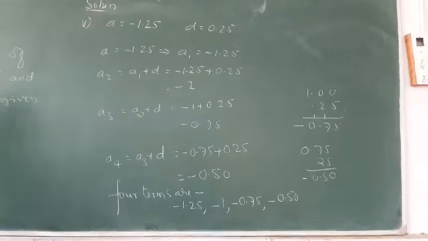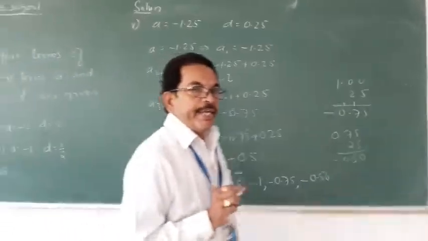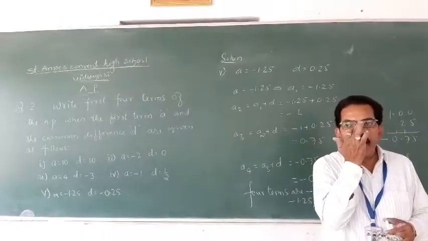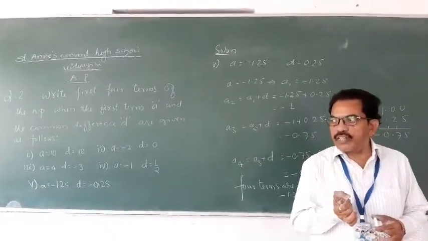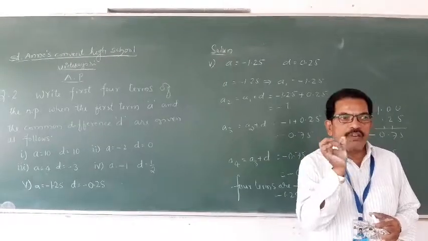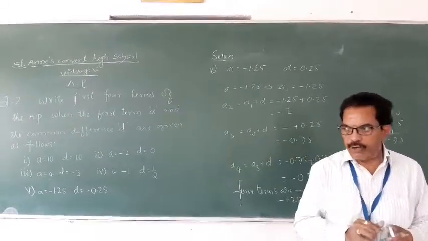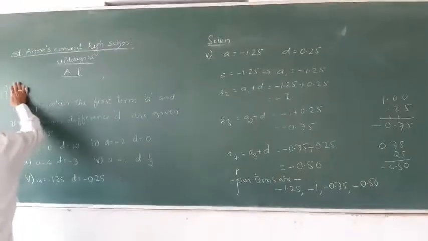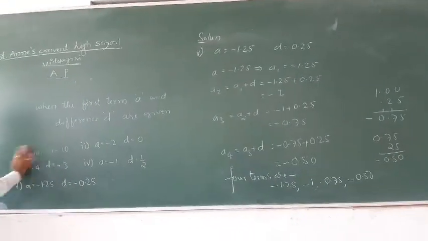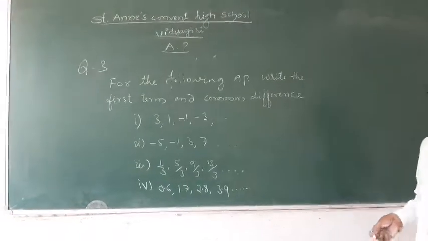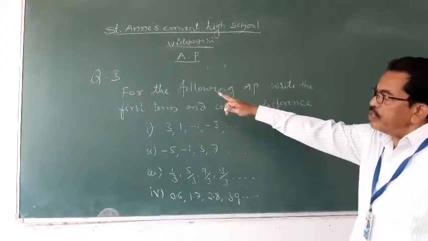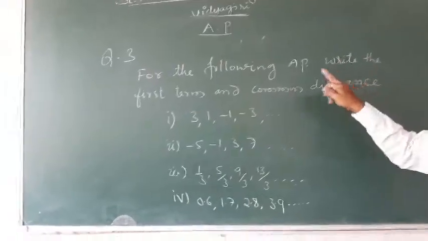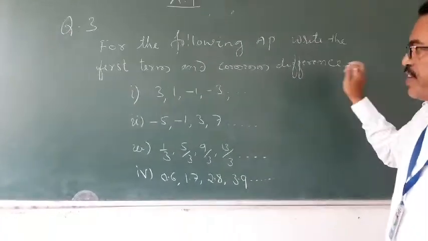Okay, now second main is completed. In the third main, very simple questions are there. That is, we have to find the first term and common difference. Okay, let us solve that question number 3, third main. See here the third question. For the following AP, write the first term and common difference.